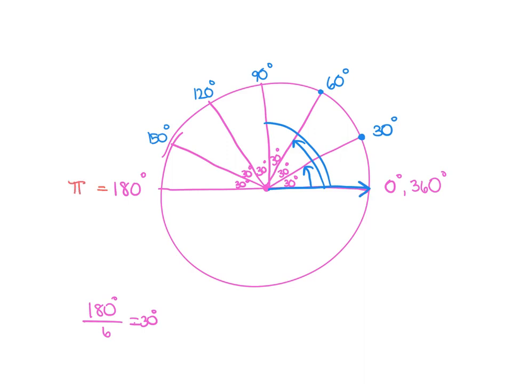Now, we also know that halfway around is equal to pi radians, okay? Well, let's see what each of these equal in terms of radians. Well, again, we take pi and we divide it by 6. That means each little piece is now, in terms of radians, pi over 6.